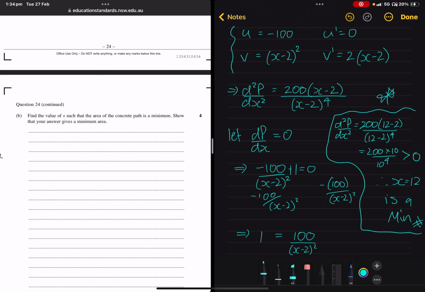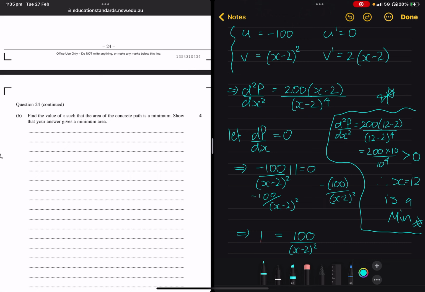You can do the confirmation with a table of values. Table of values is quite common when you have questions like this because these formulas are a little bit difficult for some students. So you can just test the slopes, the derivatives around the point you find. If one goes down as it heads towards the point from the left and then goes up as it heads away from the point on the right, then it's a minimum. If it's the opposite, then it's a maximum. So you can do it that way.